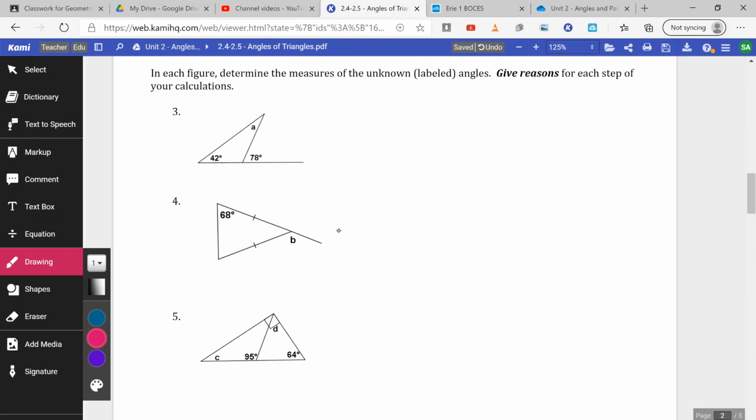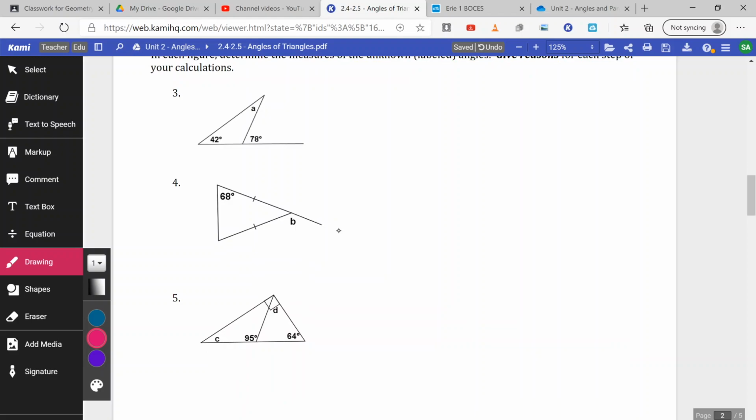And now we get to figure out the missing angles here. So 3, 4, and there's a whole bunch of these problems. For number 3, the first few are relatively easy looking, very basic figures. So 3, 42, A, 78, we'll just use the theorem. 42 and A being the far angles, we add them together, and I get that outside angle measure. So all I have to do is subtract the 42. So I get A equals 36.